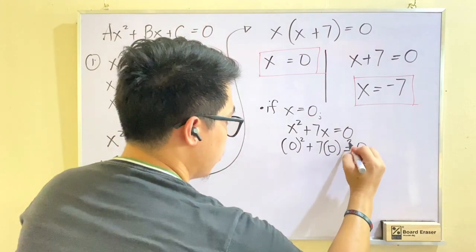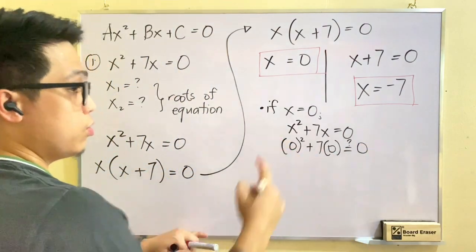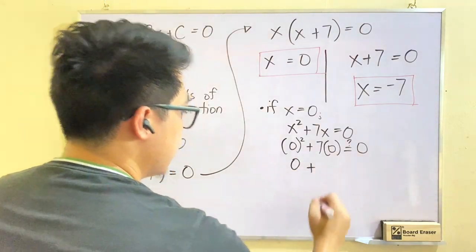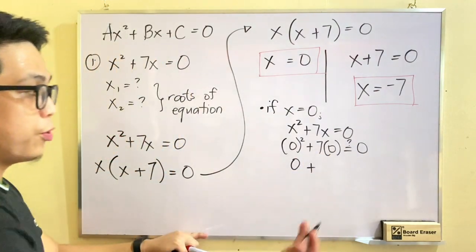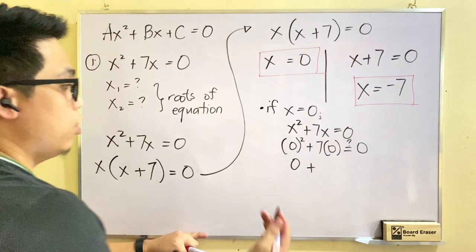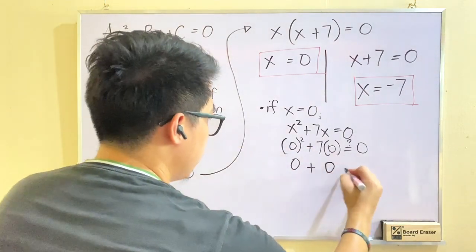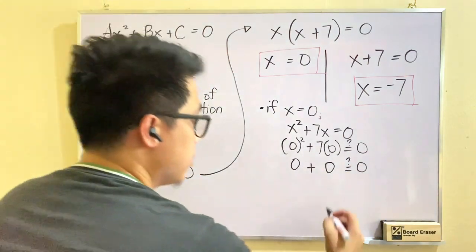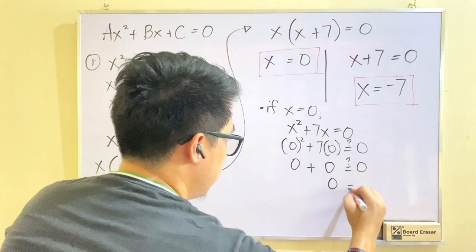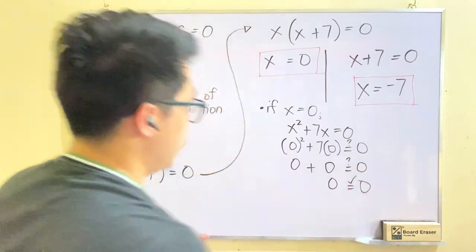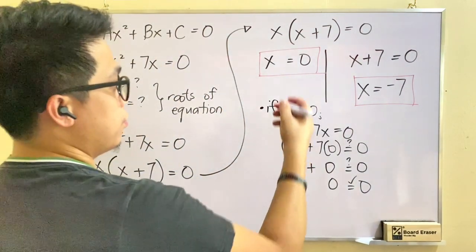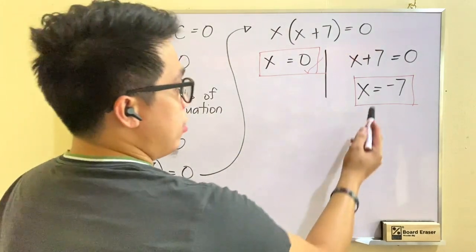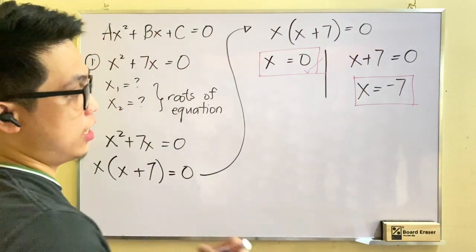So, equal to 0 nga ba siya? Check natin. 0 squared. So, 0 times 0 is 0. Plus 7 times 0, a number multiplied by 0 is always equal to 0. 0 plus 0 is, of course, 0. So, 0 is equal to 0. Therefore, yung x equals to 0 natin is tama. Okay. Paano naman kapag ang value ng x natin is negative 7?